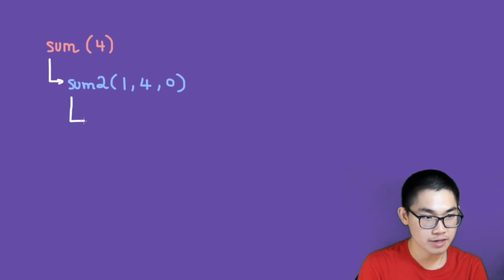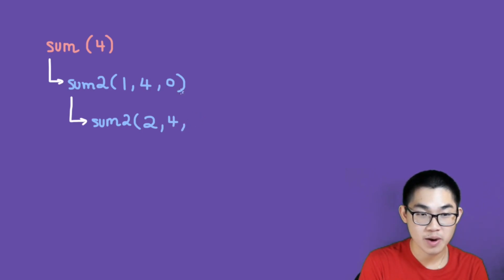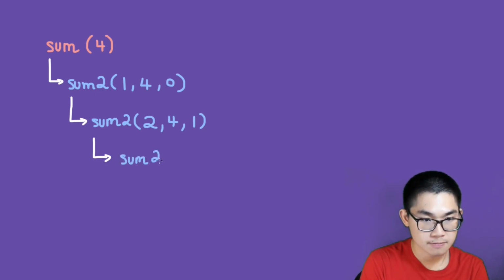This is gonna call on itself, and we have sum2. Now this number 1 gets incremented, so we get number 2. Number 4 stays the same. And how about this one? Well, 0 plus 1 gives you 1. So we're going to put number 1 here. We will do the same again. We have sum. This number becomes number 3. Number 4 stays the same. And how about this one? Well, 1 plus 2 gives you 3. So we put number 3 right there.